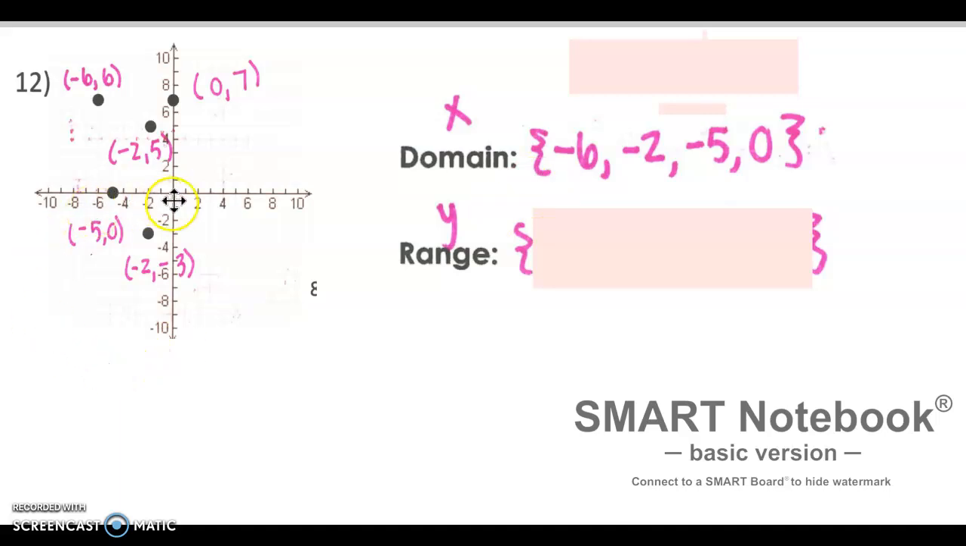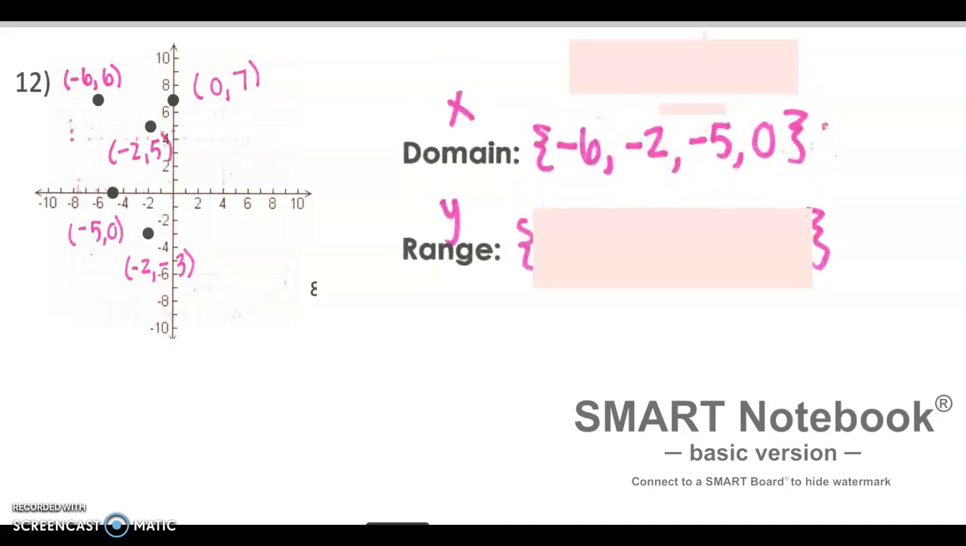And then down here, (-2, 3), for this point, my x value is -2. That's already in my list though, so I don't need to write it again. So if any x values show up in multiple places, you only need to put them one time in your list.